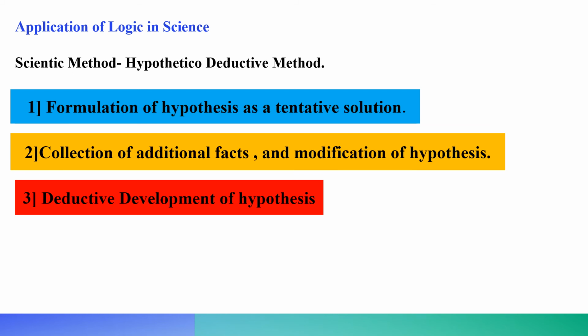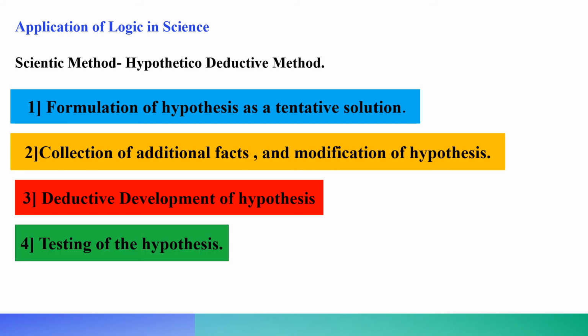Now we come to the fourth stage, that is testing of hypothesis. A hypothesis is tested by appeal to facts. If the deduced consequences occur, it is said to be confirmed. If they do not occur, then it is said to be disconfirmed. A hypothesis may be tested either by observing facts or by conducting experiments. But whenever the experiments are not possible, it is preferred to simple observation.